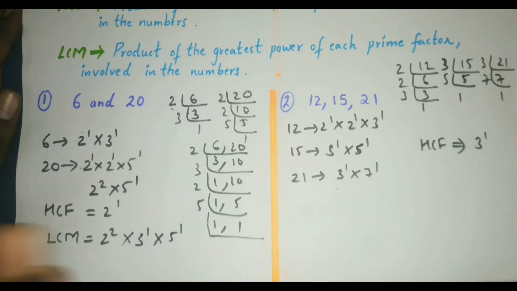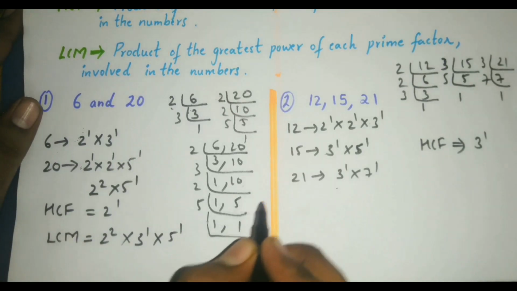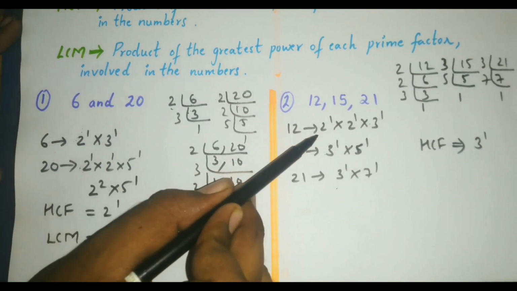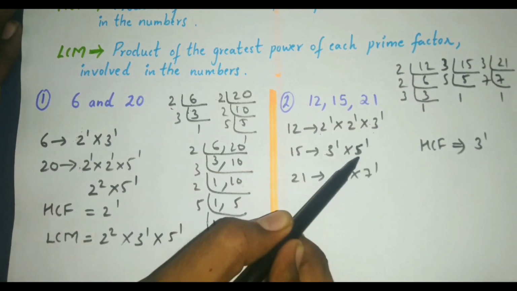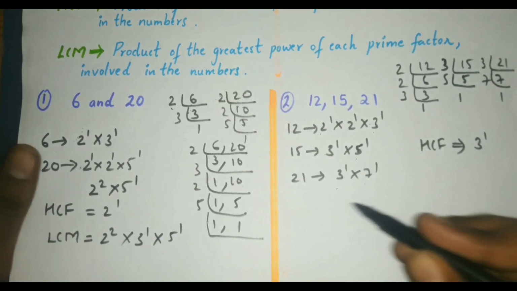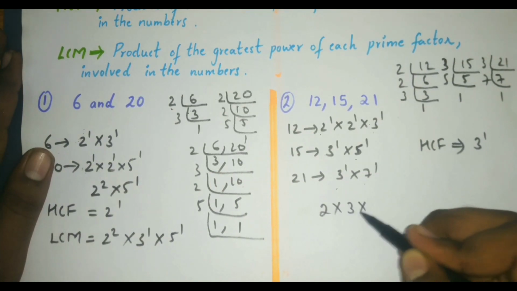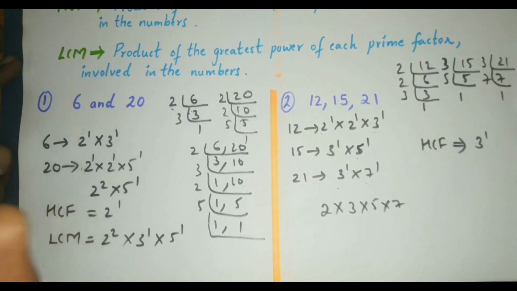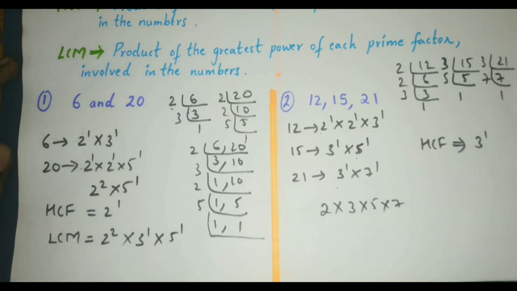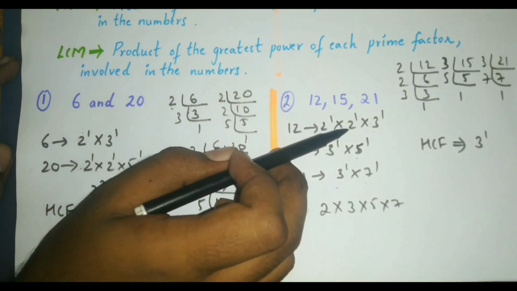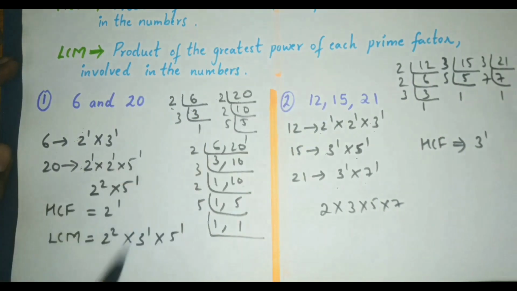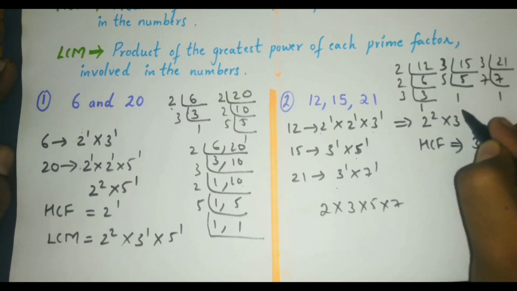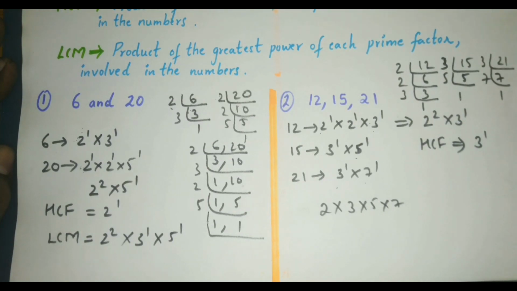Now what about the LCM? To calculate the LCM you have to see the greatest power of each prime factor. You have to take each prime factor. Now you can observe that 2 is a prime number, 3 is a prime number, 5 is a prime number, and 7 is a prime number. You have to take the greatest power. So basically you can understand here, this is 2 power 1 into 2 power 1, so you can take it as 2 power 2. Fine. We can write it as 2 power 2 into 3 power 1.